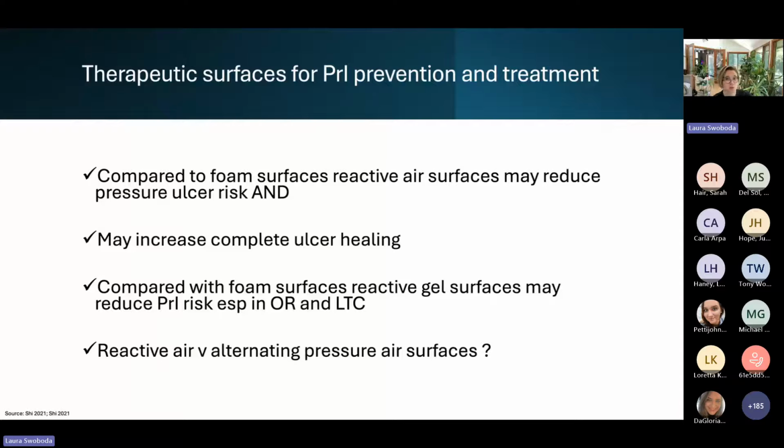Therapeutic surfaces are used for pressure injury prevention and treatment. Looking at some of the research, compared to foam surfaces, reactive air surfaces may reduce pressure ulcer risk and may increase complete ulcer healing. So when we're looking at prevention and treatment, compared with foam surfaces, reactive gel surfaces may reduce pressure injury risk, especially in the OR and long-term care settings. And it's still kind of a question mark when we're looking at meta-analyses, reactive air versus alternating pressure air surfaces.